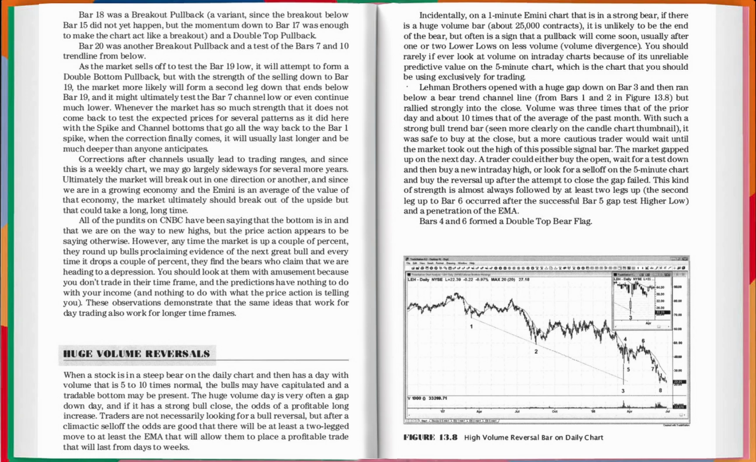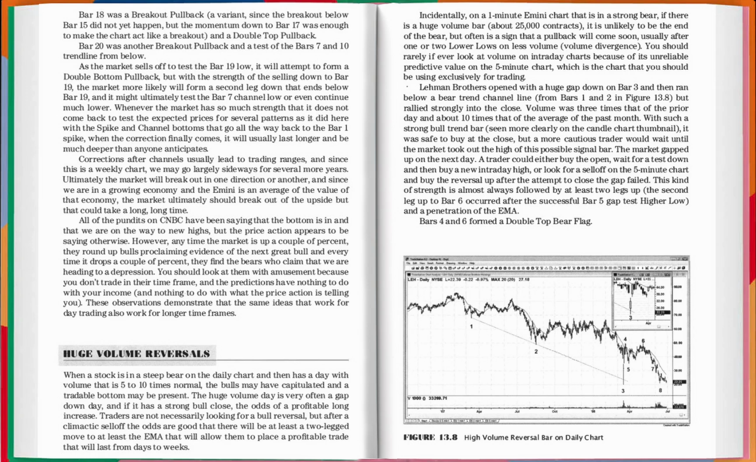But with the strength of the selling down to bar 19, the market more likely will form a second leg down that ends below bar 19, and it might ultimately test the bar 7 channel low or even continue much lower. Whenever the market has so much strength that it does not come back to test the expected prices for several patterns, as it did here with the spike and channel bottoms that go all the way back to the bar 1 spike, when the correction finally comes, it will usually last longer and be much deeper than anyone anticipates.